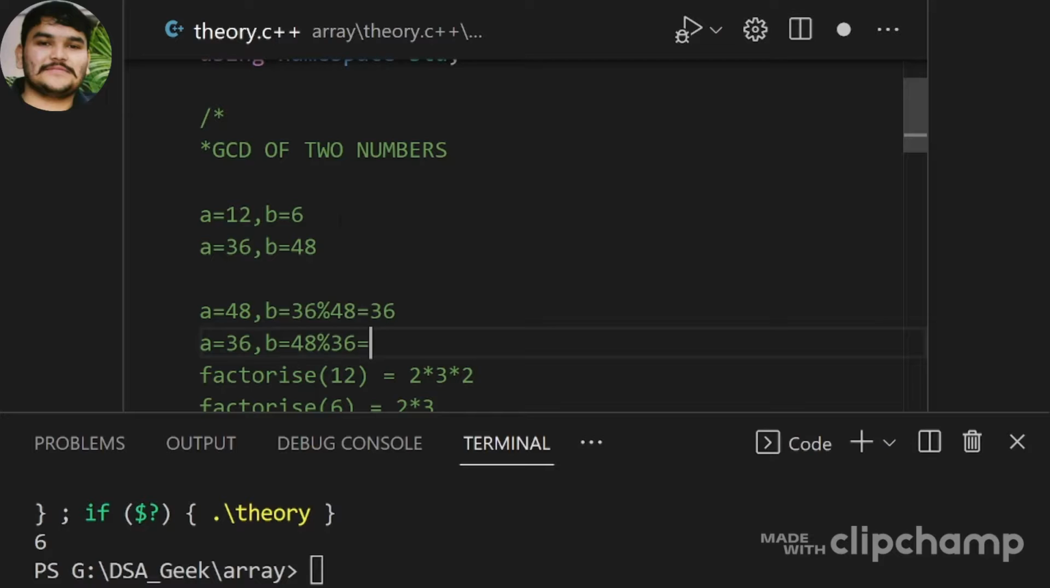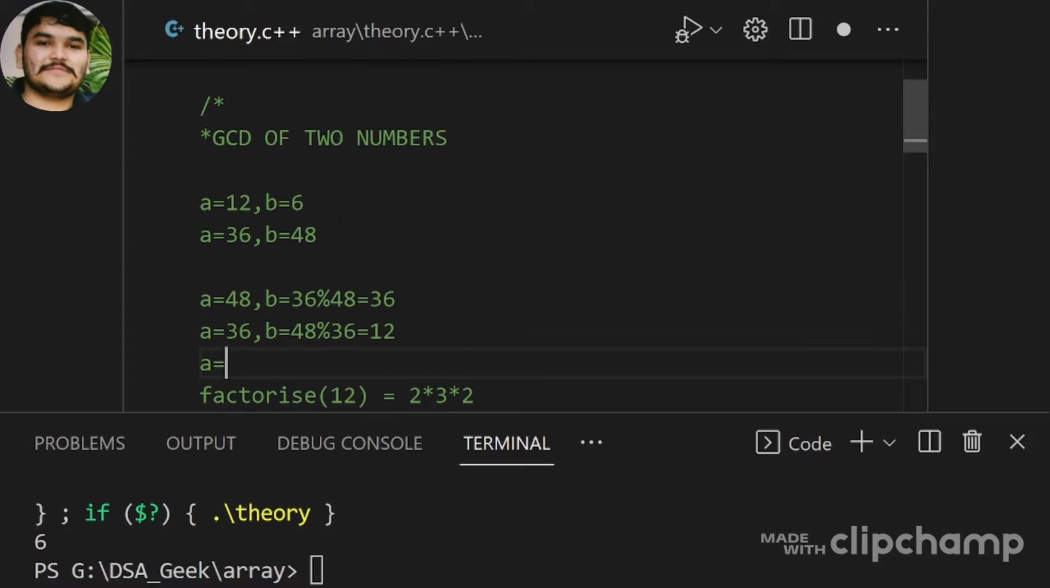36 ones are 36, 36 twos are 72, so 2 is not required, only 1. Then 48 minus 36 gives 12. So 12 is the answer. Again we call the GCD function.